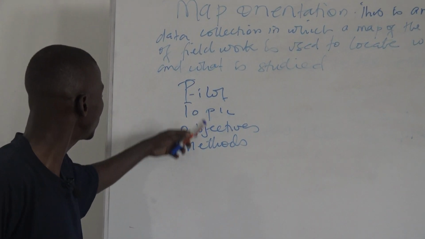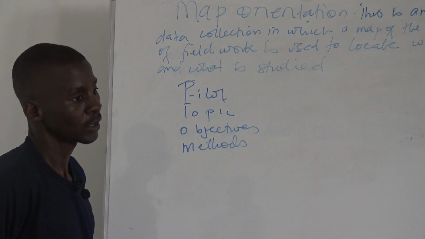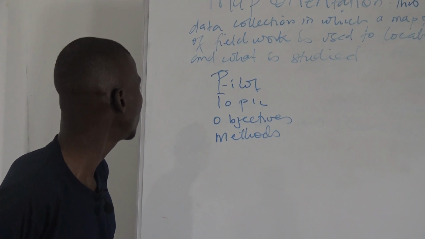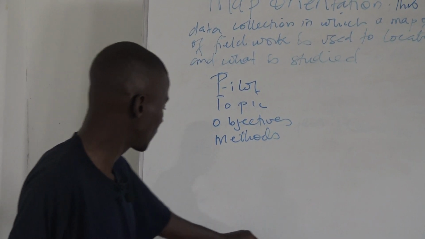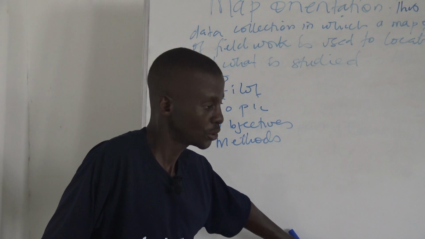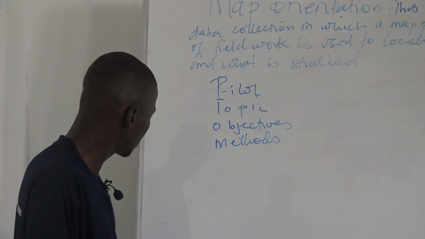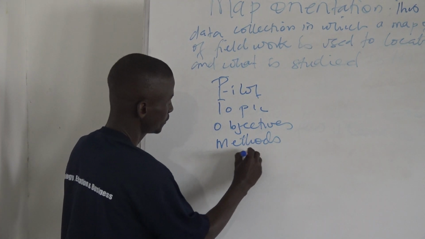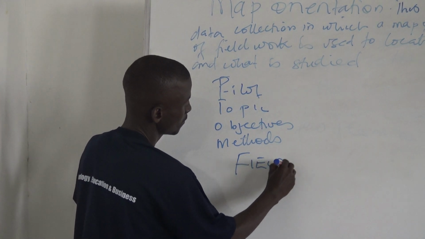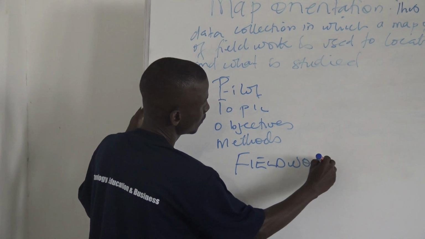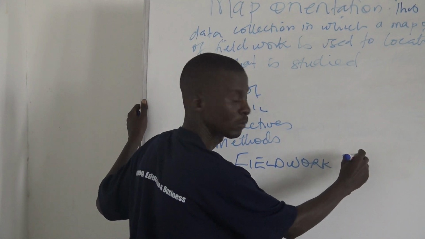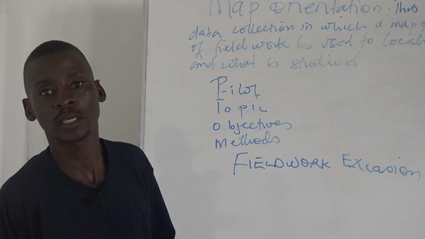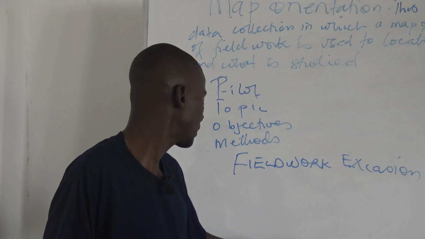Methods, we have covered them very well. They are around 7 or 8, and I believe you have clearly picked that. So the next stage we have to go to is fieldwork excursion. So I'll start from there.